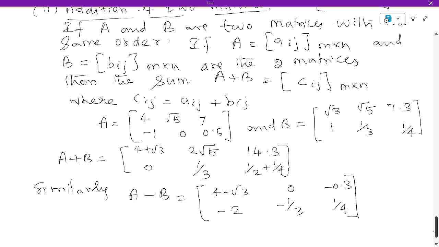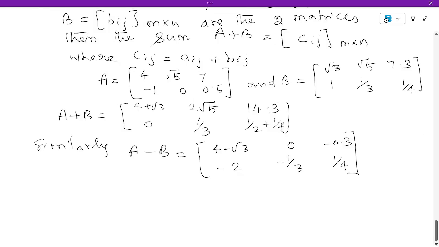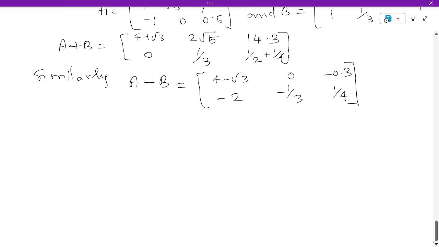This is the operation on matrices. It is very simple. Addition and subtraction is very simple. But multiplication is different. Multiplication of matrices. Even today one student was asking a doubt about the multiplication of matrices. First we can write the definition for this.